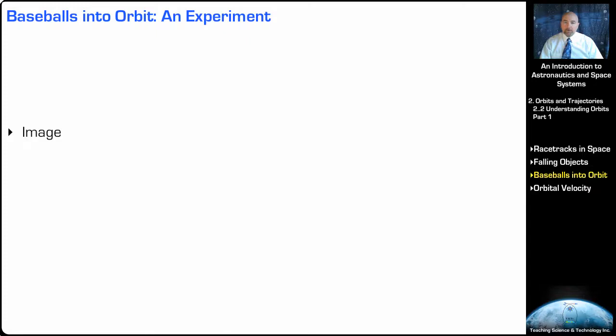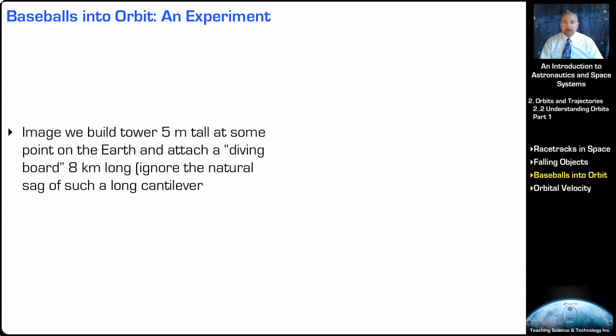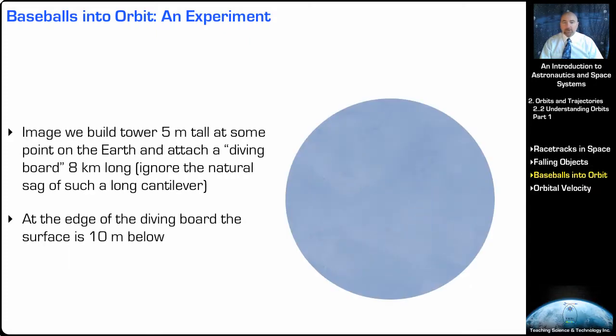We can now perform a little thought experiment. Imagine we build a small tower on our perfectly spherical Earth that's exactly 5 meters tall. On that tower, we're going to attach a very long cantilever diving board that is 8 kilometers long. Ignore the natural sag you would probably see. Imagine that this diving board remains perfectly horizontal, attached to the tower at one end.